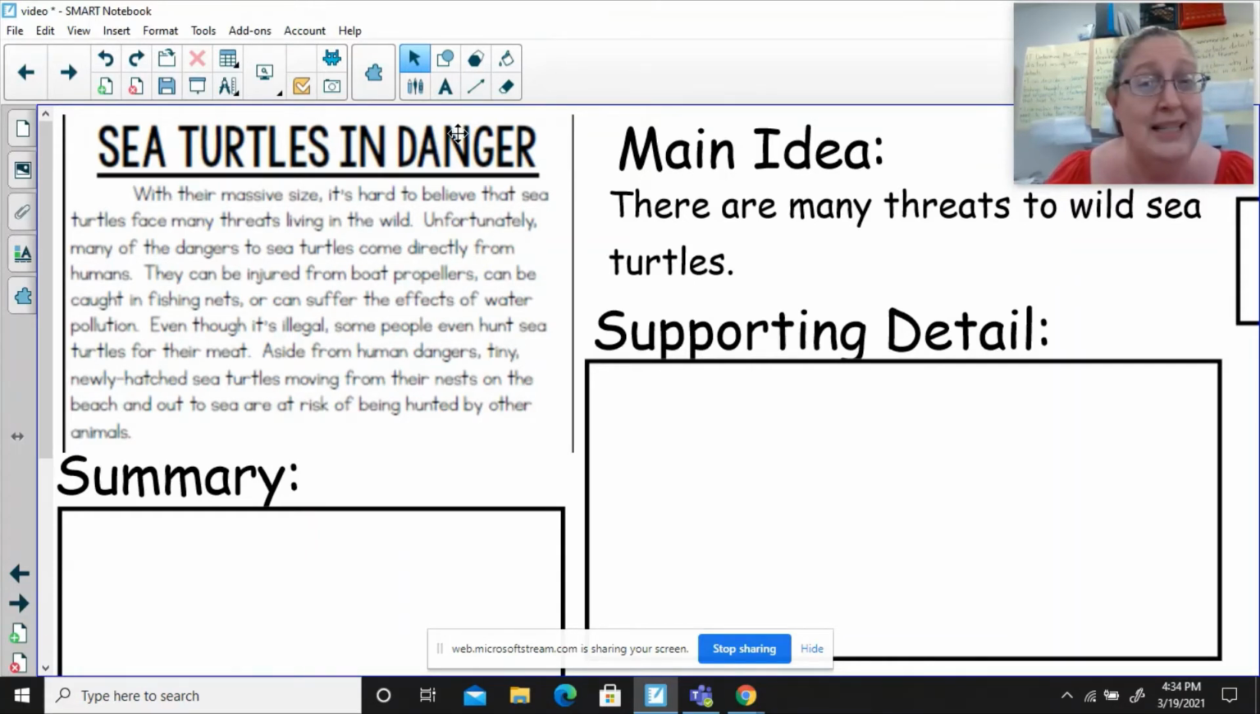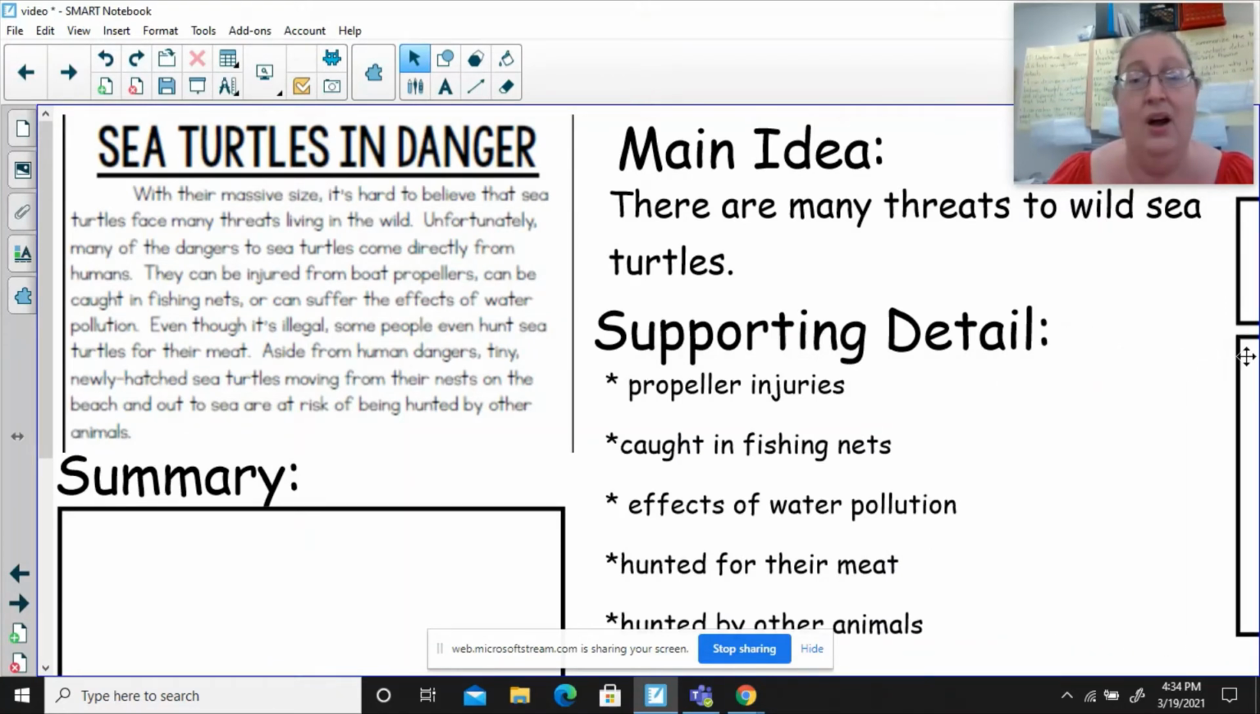Remember, the supporting details are key details. There's a lot of information in here. The supporting details are that there are propeller injuries, that the sea turtles are caught in fishing nets, that they suffer the effects of water pollution, that they are hunted for their meat, and that the sea turtles are even hunted by other animals. Each one of these details explains the threat to wild sea turtles, and that is what we need to focus on when we are looking at key details.